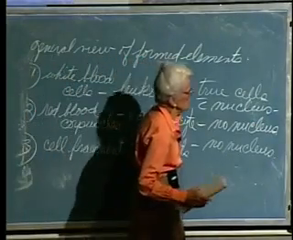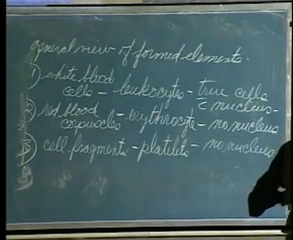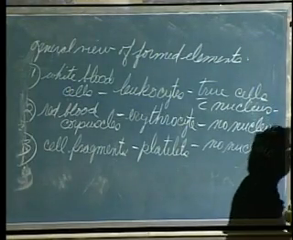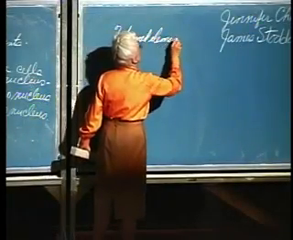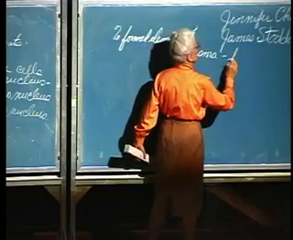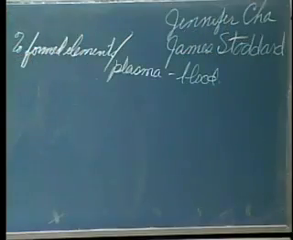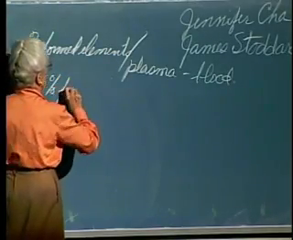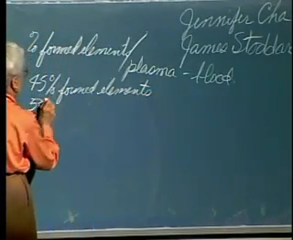So now it's possible to find out the proportion of formed elements to plasma. What do you think they are? Percentage formed elements to plasma in blood. It's about 45% formed elements to then just 55% plasma.